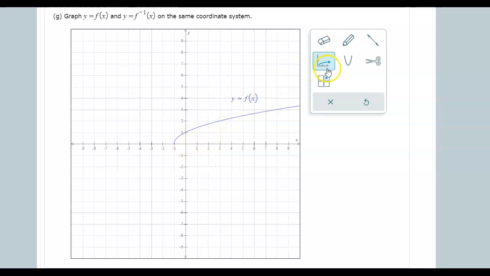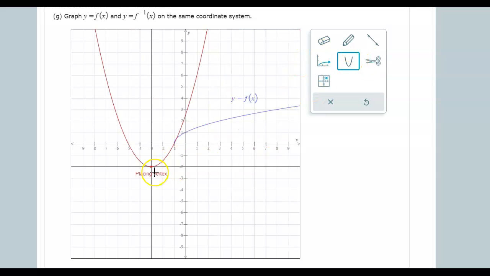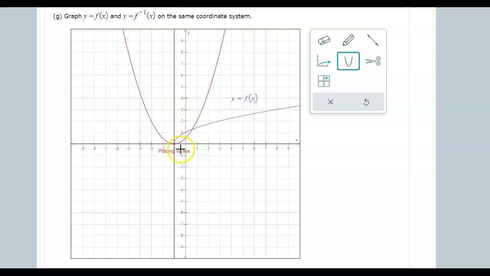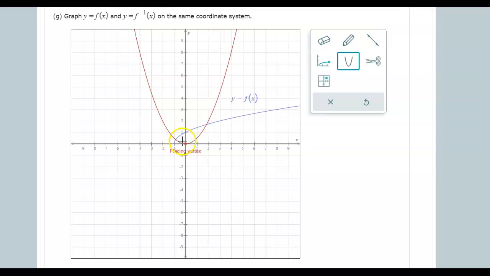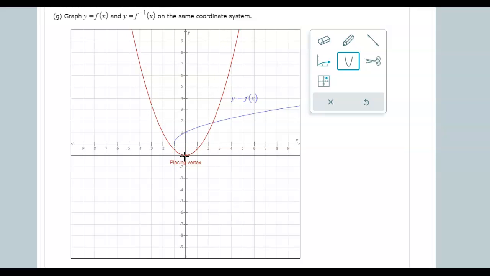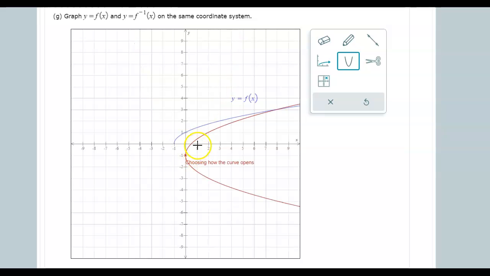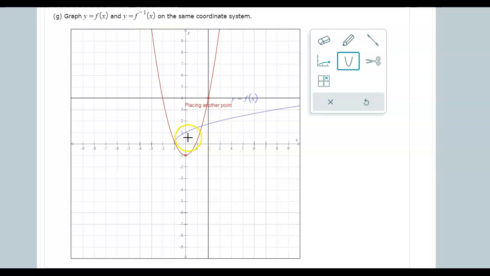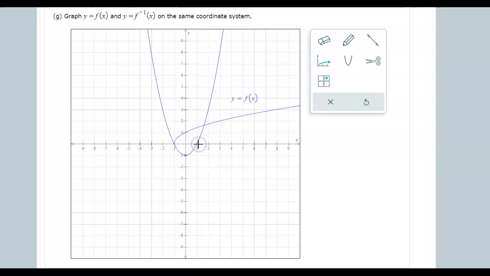So we do not want to use this graph. We actually want to use the parabola graph. And so notice that my vertex will still start at -1 here, and I will go upward, and then I will go through this point to be the opposite.